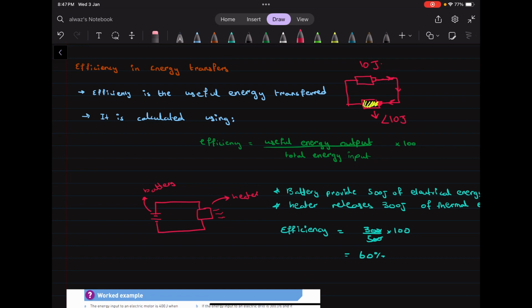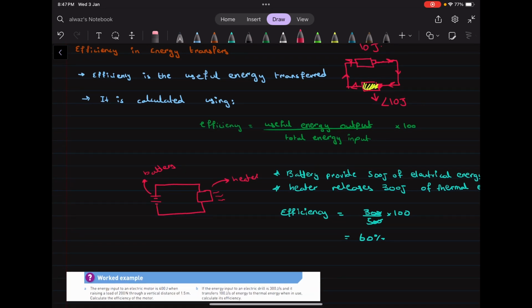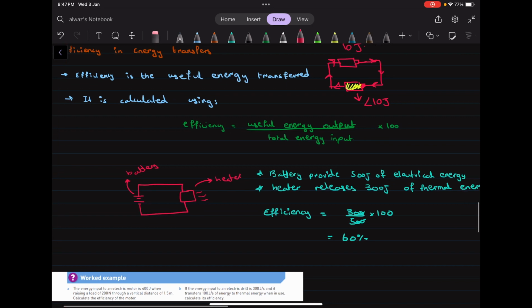So all of our circuits are not 100% efficient, and to calculate how much of the energy that we input was turned into actually useful output, we use the formula for efficiency, which is useful energy output over total energy input multiplied by 100.